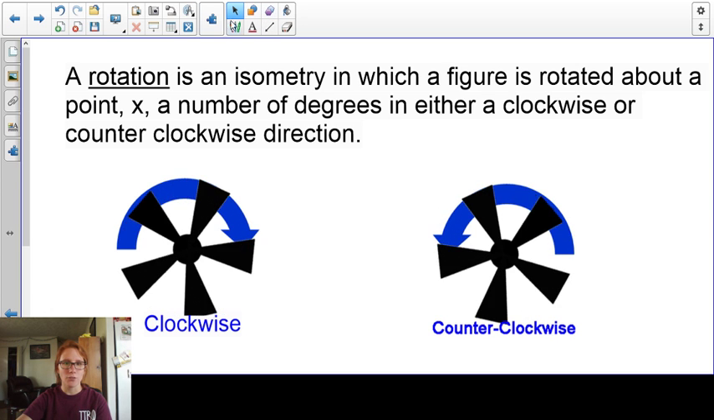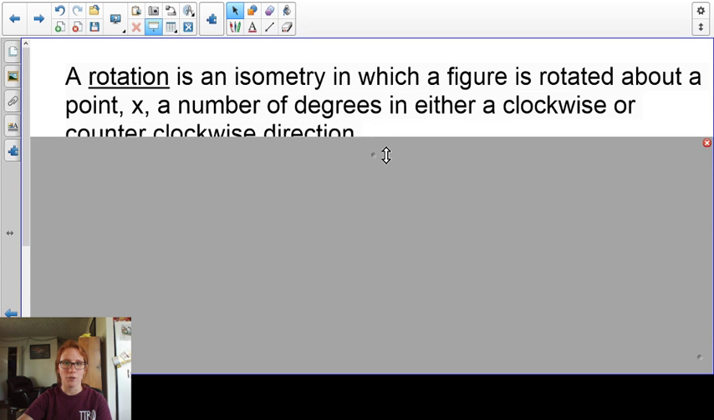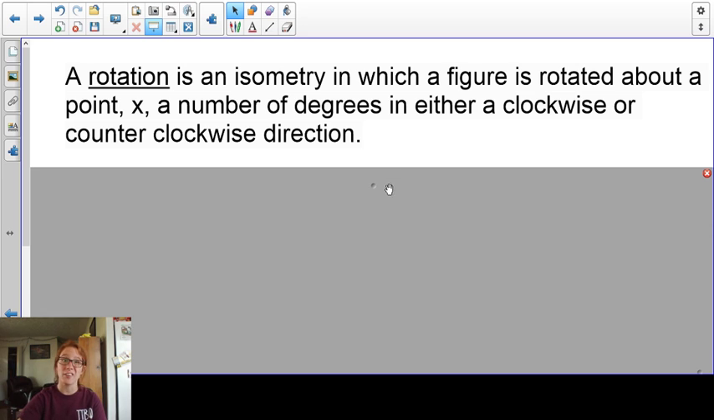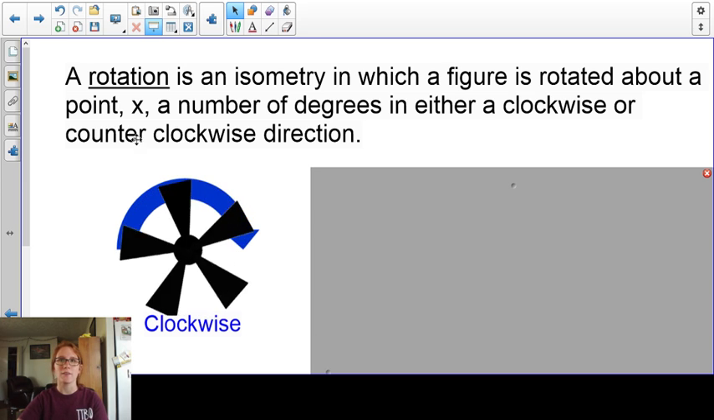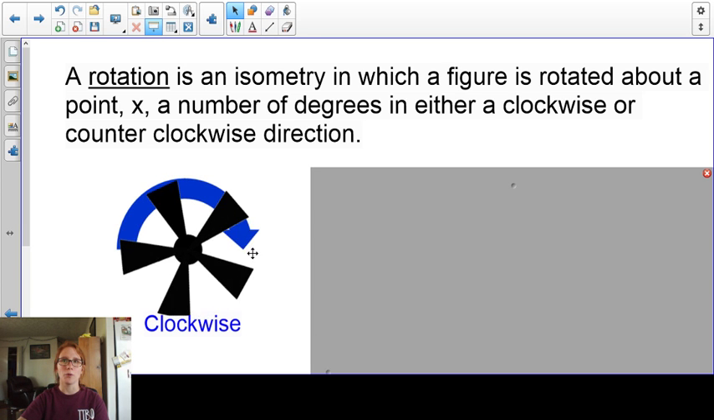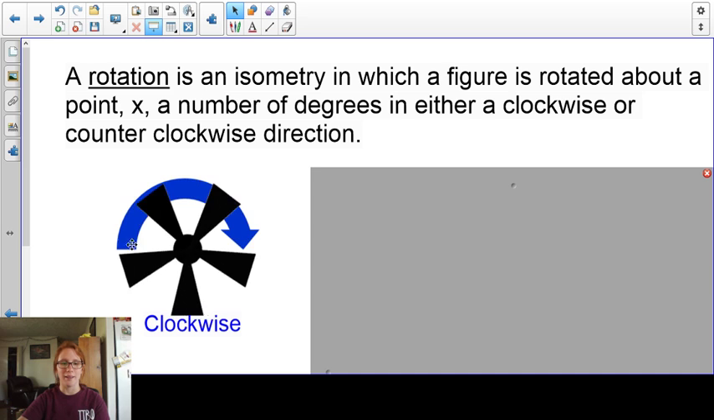So if I cover this for a second. A rotation is an isometry, so everything should be the same size today. We shouldn't be changing shape at all. So sometimes we go clockwise and sometimes we go counterclockwise. So clockwise is like, here's your 12 o'clock. You're going around making some time.